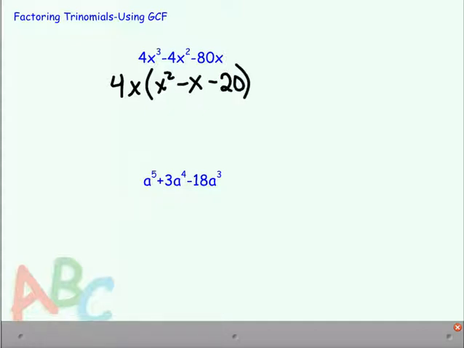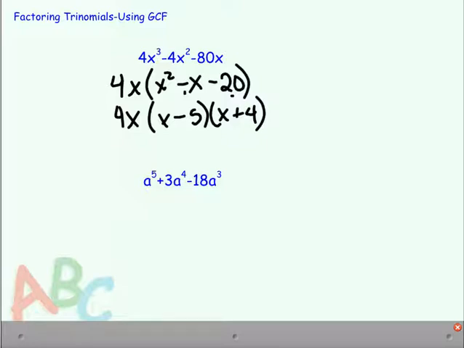Which means, once again, a simple trinomial where we need to multiply to give me negative 20, add to give me negative 1. Always getting the product from this last term and the sum from the middle. So we say, well, that could be x minus 5 and x plus 4. That would give me a product of negative 20 and a sum of negative 1. And so that is my factorization.